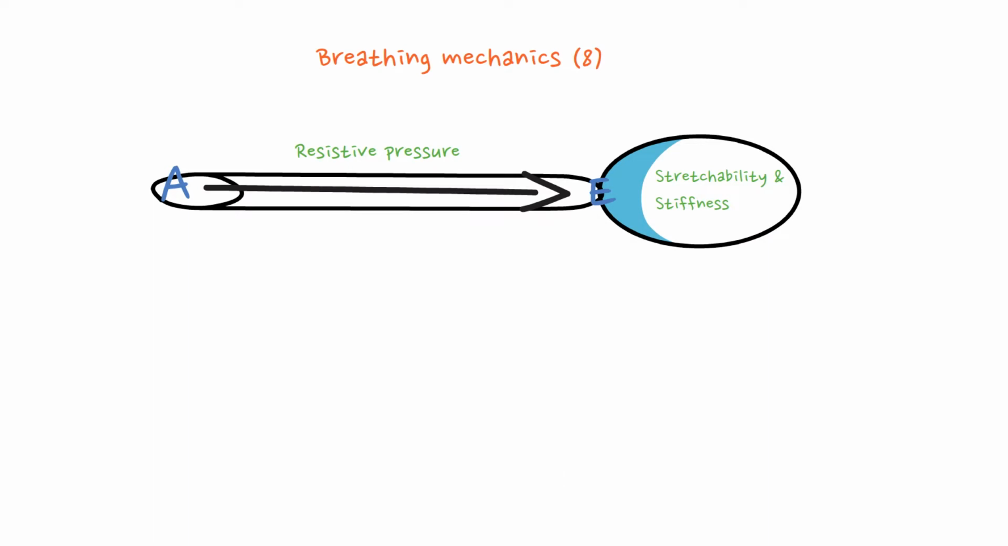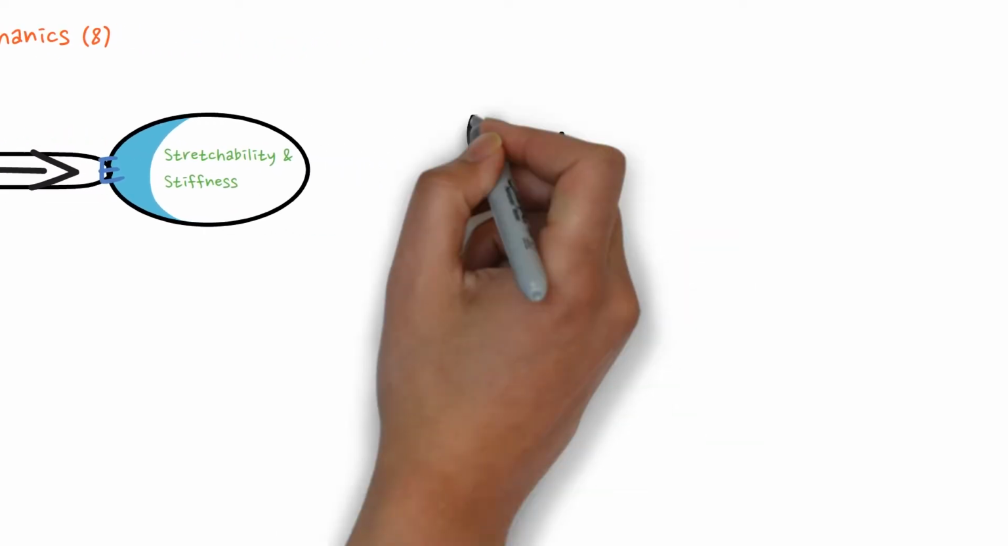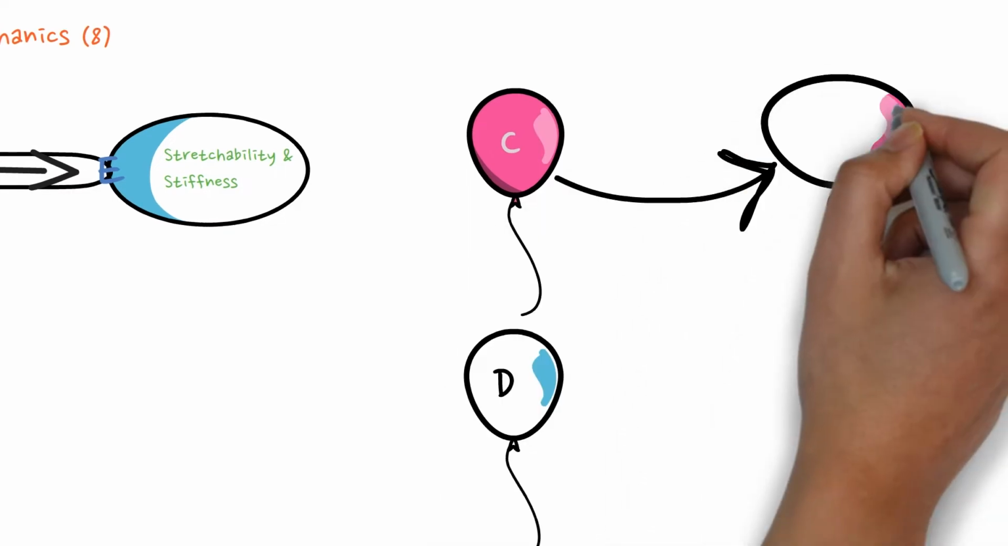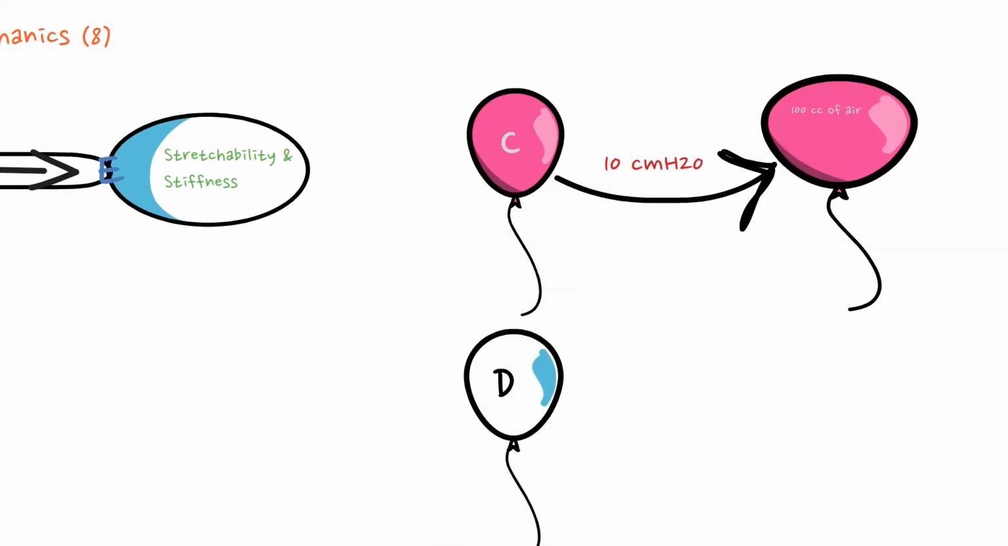To explain stretchability and stiffness, let's take these two balloons. We have balloon C and balloon D. I'm going to fill both balloons with the same amount of air, let's say 100 cc of air. Now for balloon C, I filled it with 100 cc of air and it went from this size to this size. And it required 10 centimeter H2O of pressure to drive that amount of air in and achieve this size.